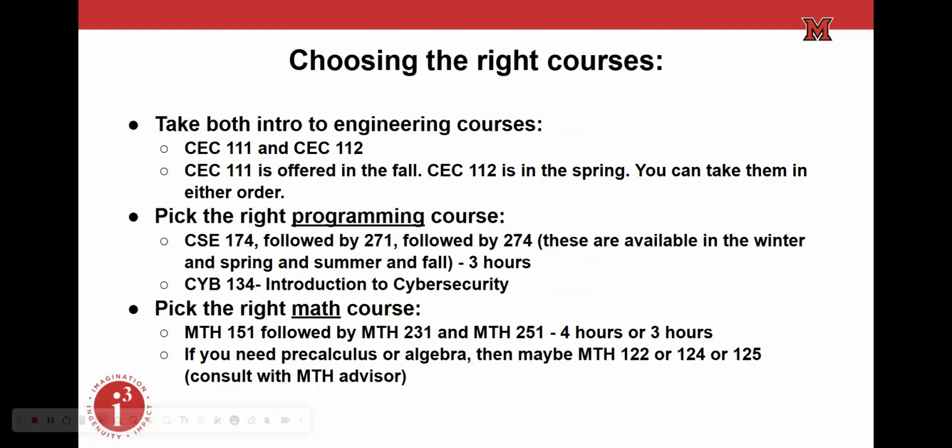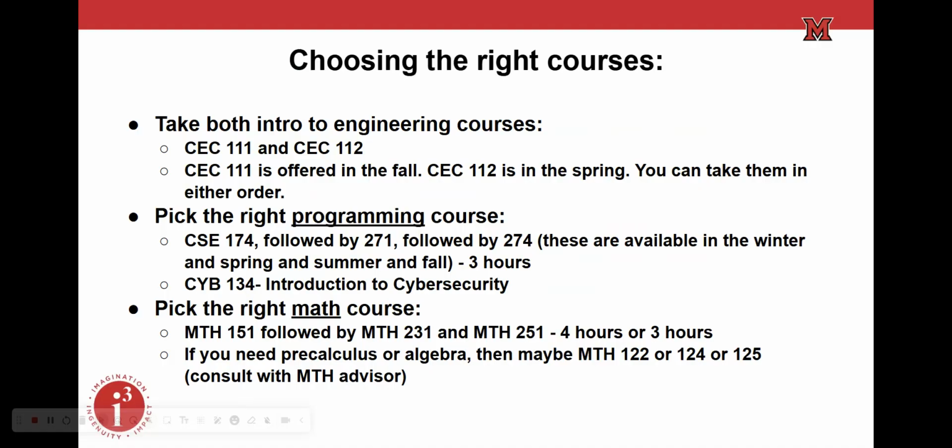You'll have to pick the right programming course as well. So if you meet the math requirement of pre-calc or above, you are able to take CSE 174, followed by 271, and then 274. You will start out doing Python with your coding, and then you will continue on and learn Java. These courses are also available in the winter, spring, summer, and fall if you need to catch up. CYB 134 is also a class that you can take. It is Intro to Cybersecurity.